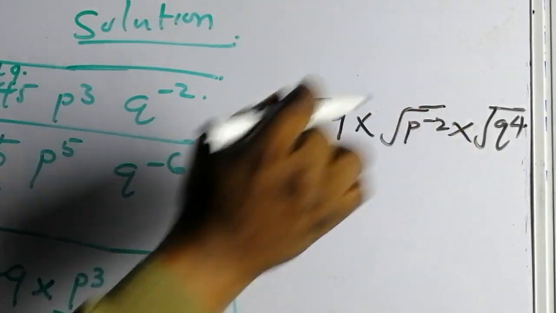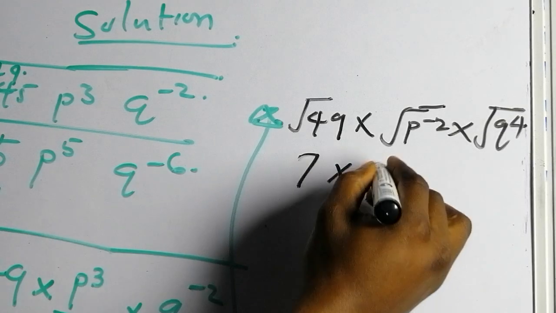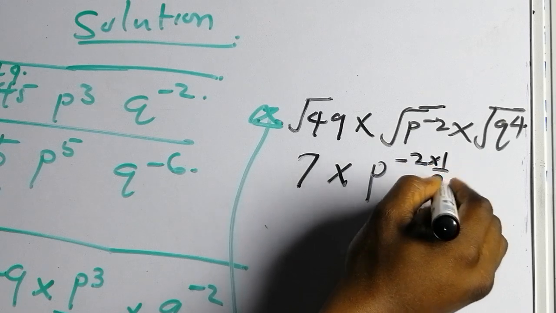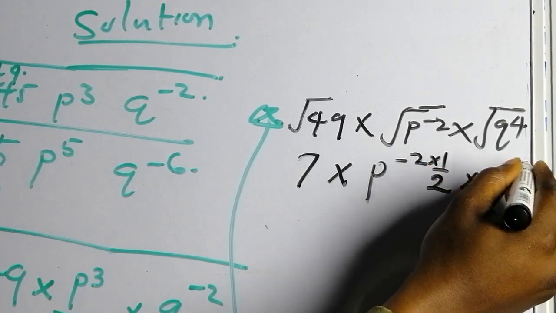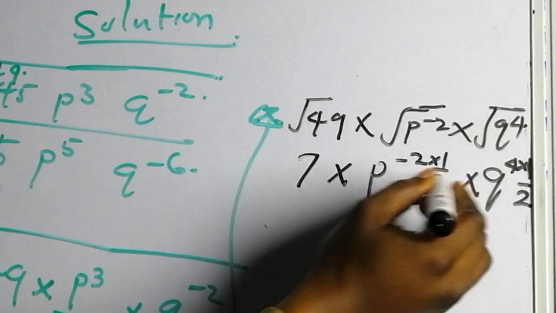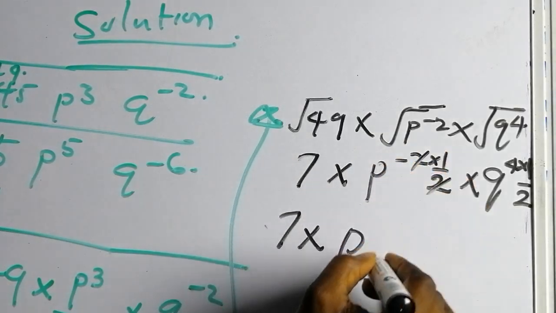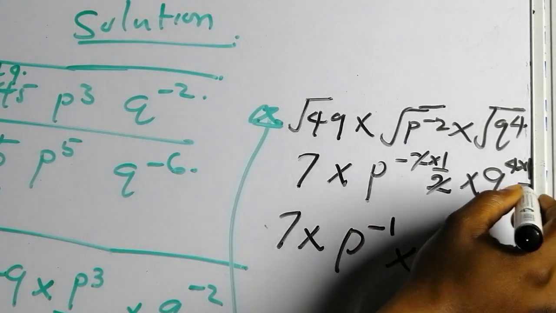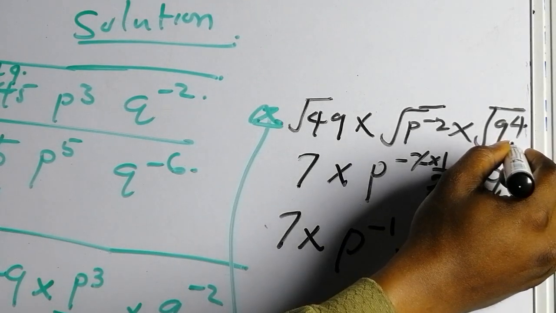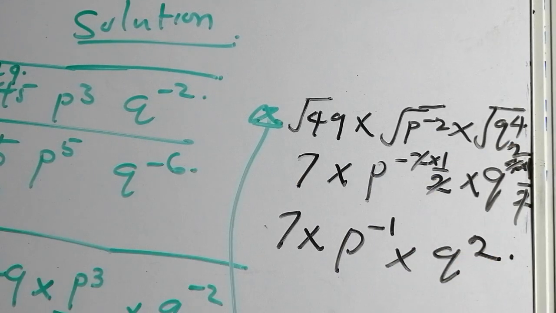Don't forget, the meaning of root is the same thing as raised to the power 1 over 2. This is the same thing as saying p to the power minus 2 times 1 over 2, and q to the power 4 times 1 over 2. It's as simple as that. That's the root law. So 2 will cancel 2 here, you have minus 1. And 2 in 4 is 2, so that will be q raised to the power 2.